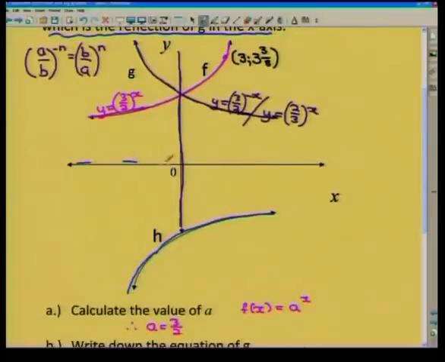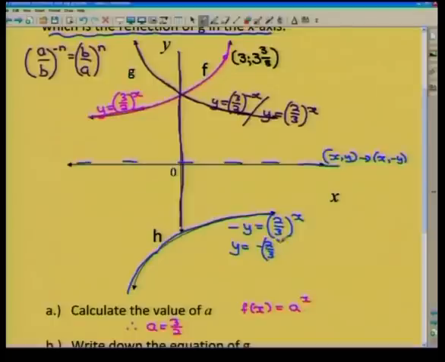And what's the rule to reflect in that axis? Well, the rule says (x, y) will become (x, -y). So we're going to take this equation and make it -y = (2/3)^x, which means y = -(2/3)^x.